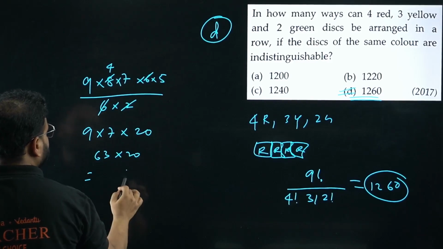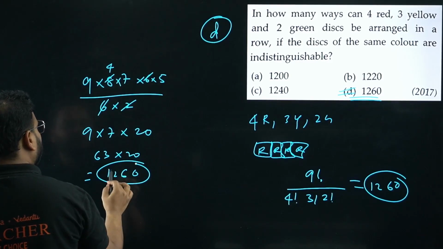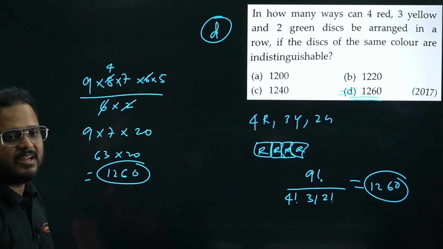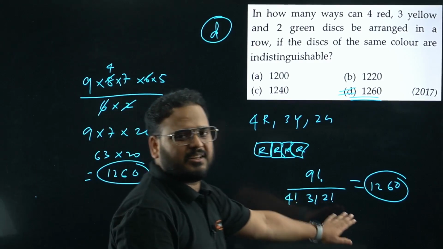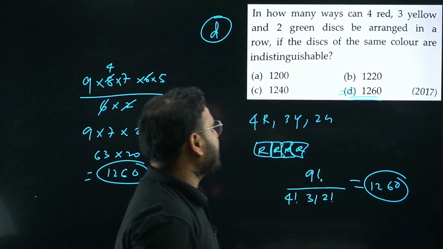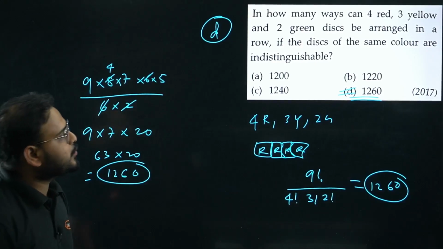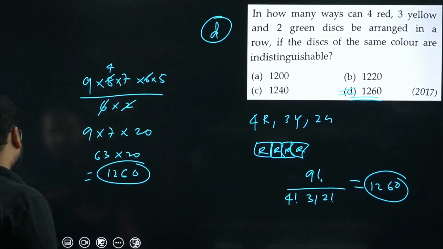20, how much is that? 6, 12. Answer will be 1260. Please check. Clear? Very simple calculations are there. You can see the rest of the part will be cancelled. Simple multiplications, the result will be 1260. Option D is correct. Next problem.